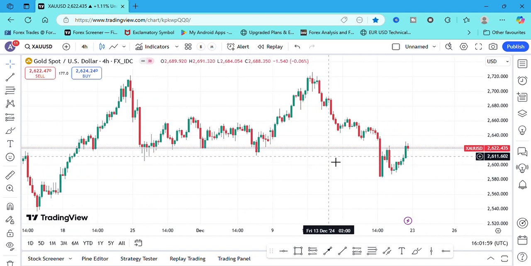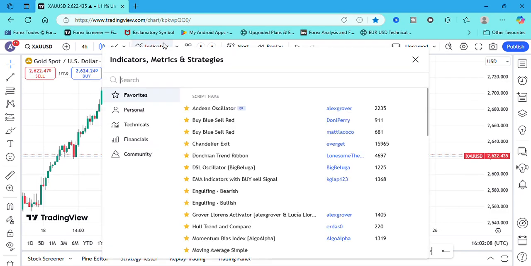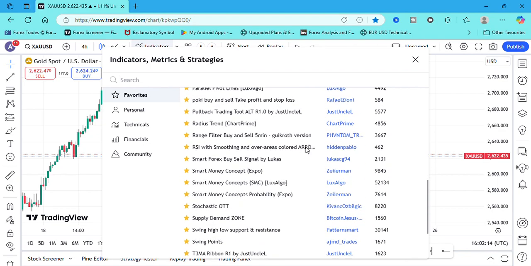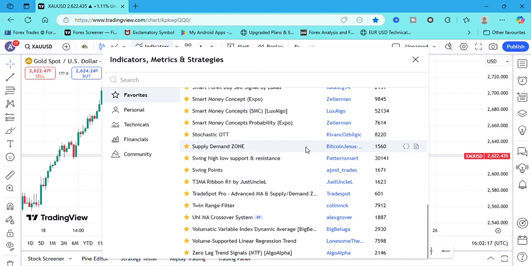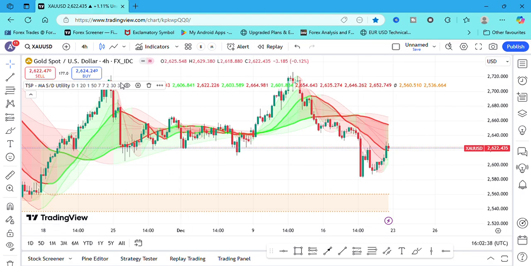Okay. So then now I'm going to show you that indicator. Let's see the indicator if is there. What indicator I put it? Yeah, this is the indicator.